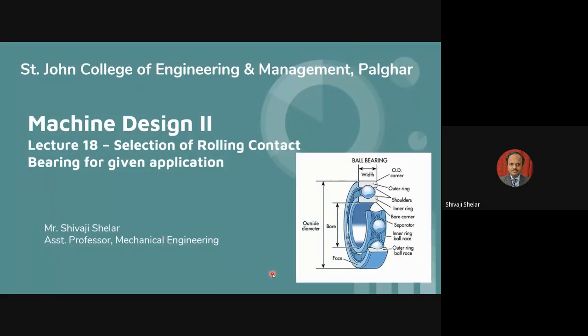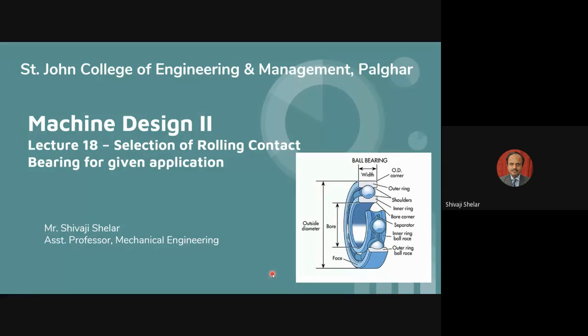Okay, last session we learned about the fundamentals of rolling contact bearing, that is static carrying capacity, dynamic load, equivalent dynamic load, and dynamic load carrying capacity, bearing life, the rated bearing life, and the relation between the rated bearing life and the dynamic load capacity and equivalent dynamic load. So these things we have covered in the last session.